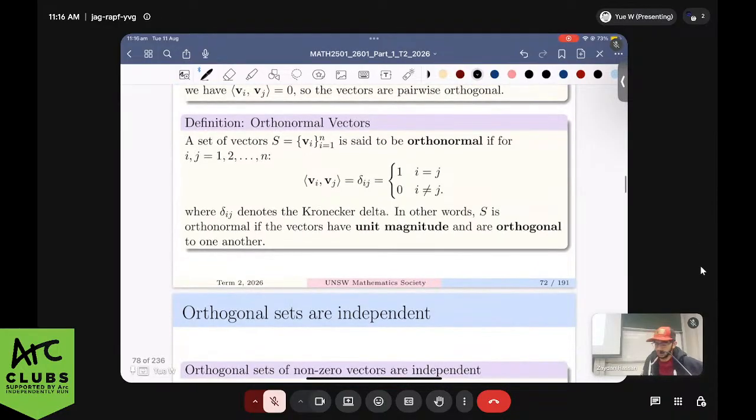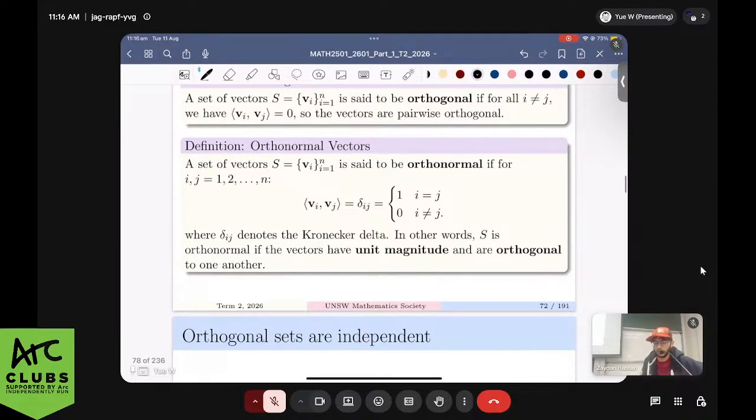An orthonormal set is really useful. It's just an orthogonal set, except every vector is unit length, so it has magnitude 1. And you can write it like this. You might not have seen this before, but it's pretty useful. It's called Kronecker's delta. It's just a handy way of writing this thing. It's 1 if both indices are the same, and if the indices are different, you get 0.